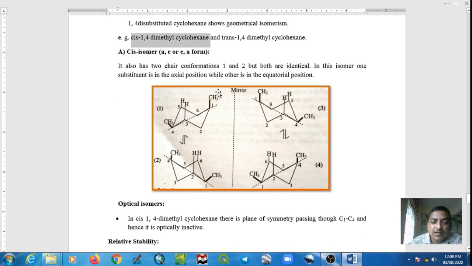Let's talk about its optical activity, and we know that this molecule is optically inactive. Cis-1,4-dimethyl cyclohexane is optically inactive. Why? Because of the plane of symmetry passing through this C1, C4 carbon. What about relative stability? As we know, the methyl group at equatorial does not show any interaction, but the methyl at axial shows two 1,3-diaxial interactions, and the energy of one interaction is 0.9. That's why these two interactions have energy 1.8 kilocalorie per mole. Got it?